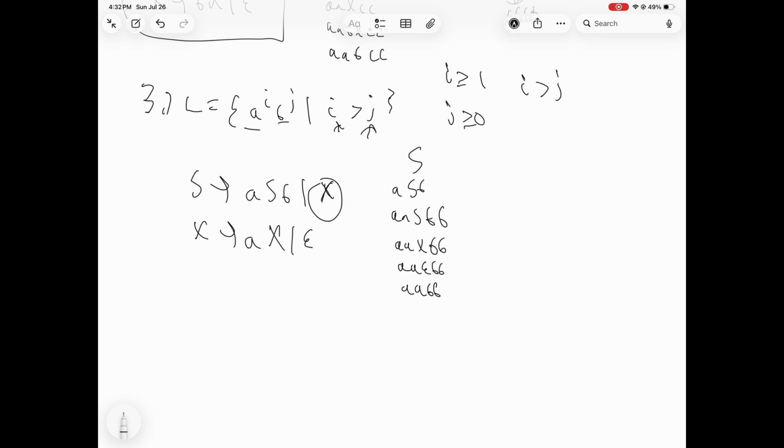Well, this call to X right here, I left a little room right there because we're going to put an A. We need to ensure that there's at least one more A than a number of B's. And we have ensured this, so that is our solution to the language of A to the I, B to the J, such that I is greater than J, or there's more A's than B's.